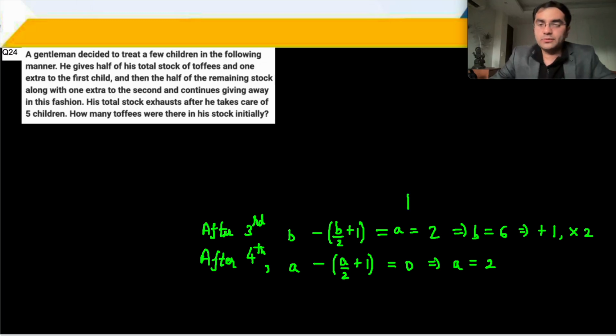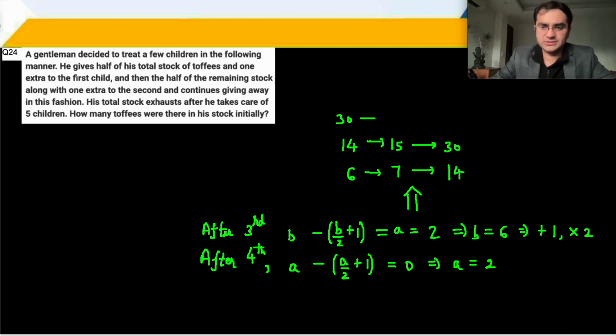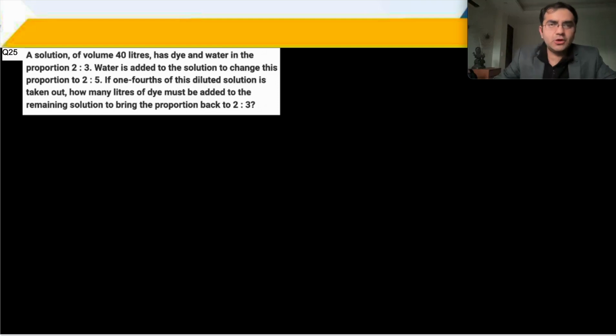So now we do this 3 more times. 6 plus 1, 7, into 2, 14. Plus 1, 15, into 2, 30. Plus 1, 31, into 2, 62. And your answer is 62 for this question. It is not challenging when you already know and can spot how to do this kind of question. Very, very basic question on mixtures.